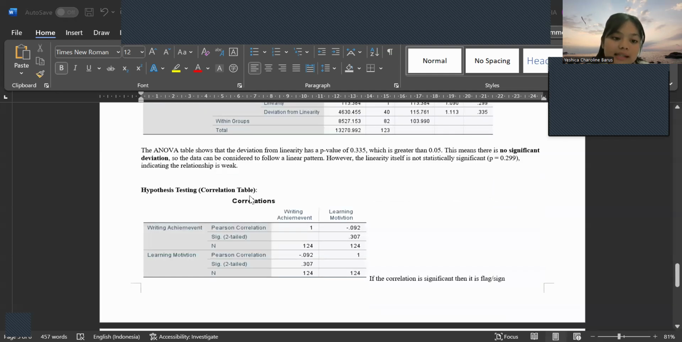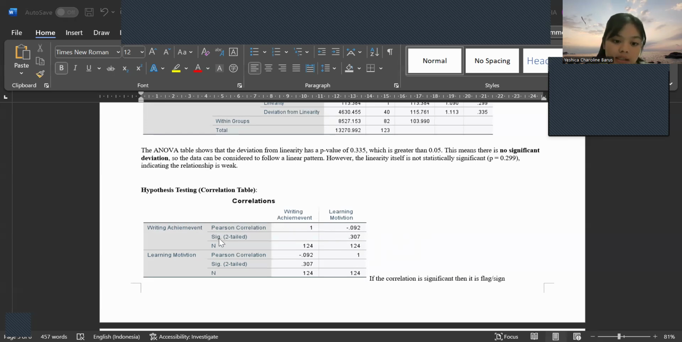Then we go into the last test, the correlation table. Here we have writing achievement and learning motivation. And we're going to see the Pearson correlation. We have the value negative 0.092, which is the same for learning motivation and writing achievement, which indicates a very weak negative correlation between writing achievement and learning motivation.